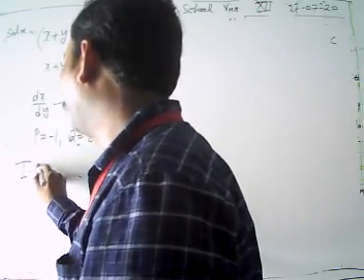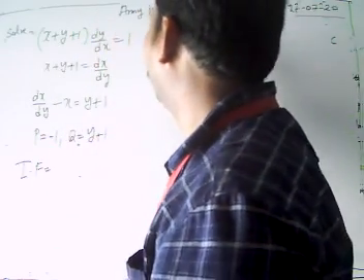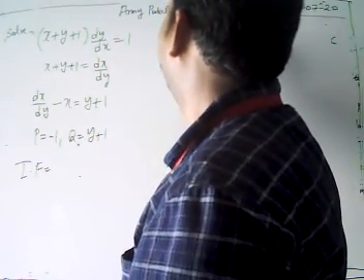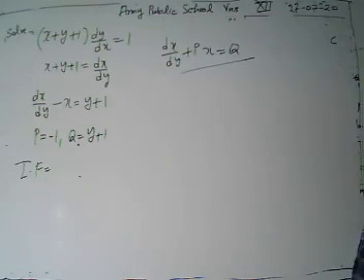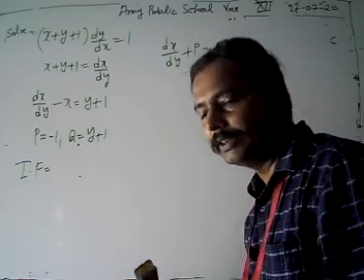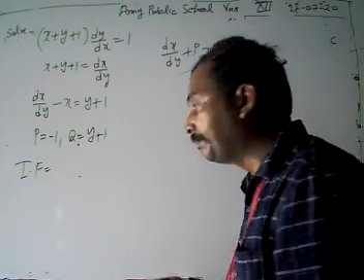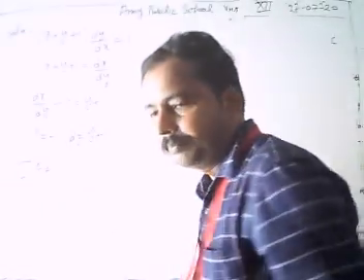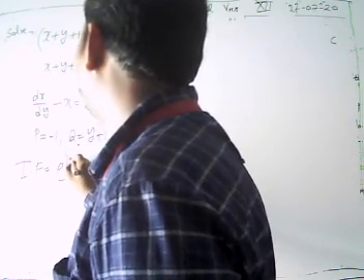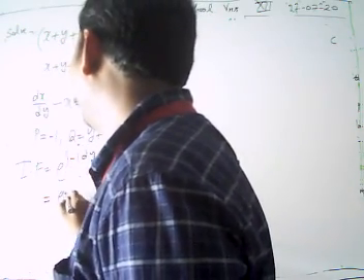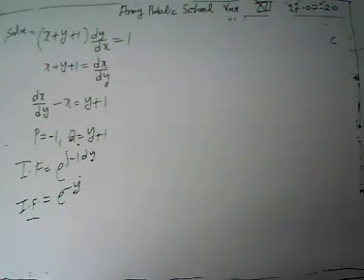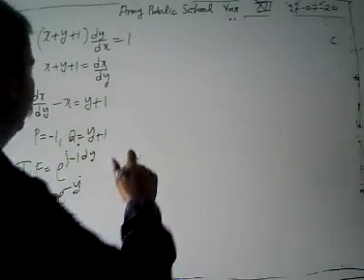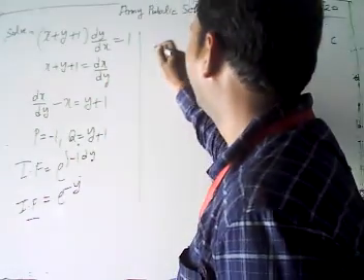Now how can we calculate IF when we have dx by dy plus Px equal to Q? When our differential equation is of the second format, how can we find our IF? Yes, it is calculated by e to power integration of P dy. It is e to power integration of minus 1 dy, then we get e to power minus y. Now we get our integrating factor e to power minus y. What is our solution?